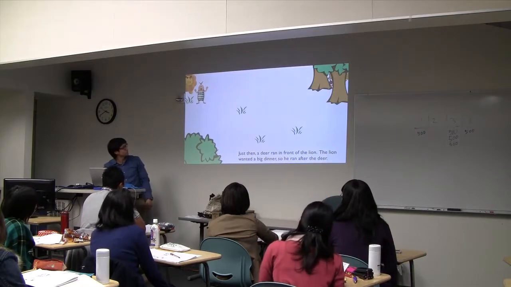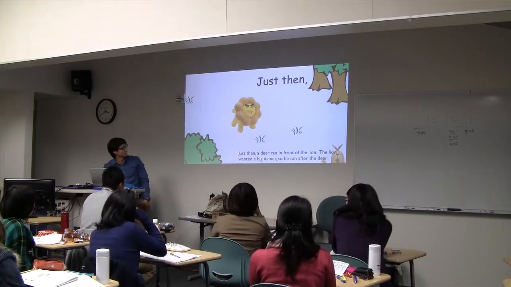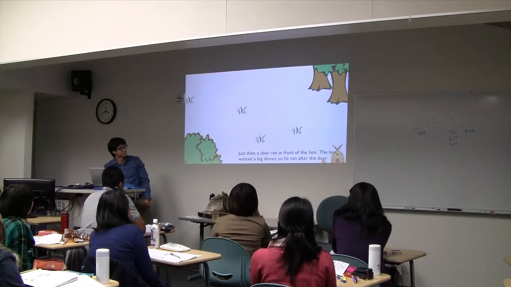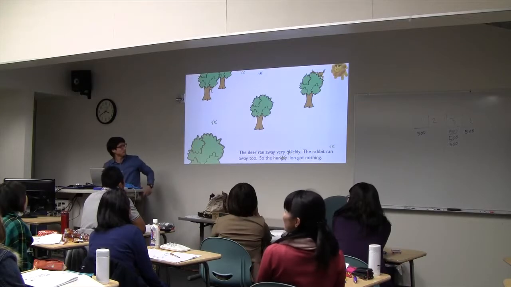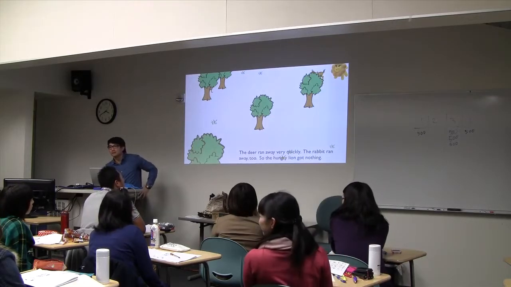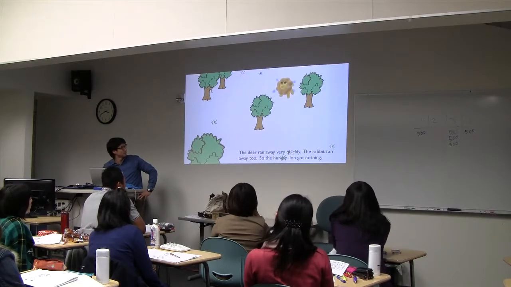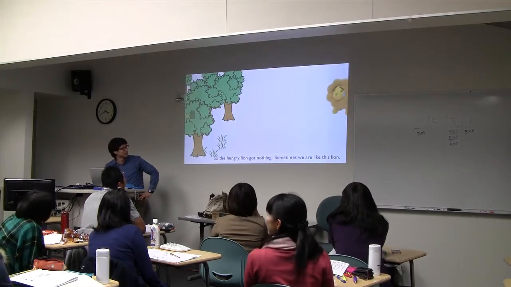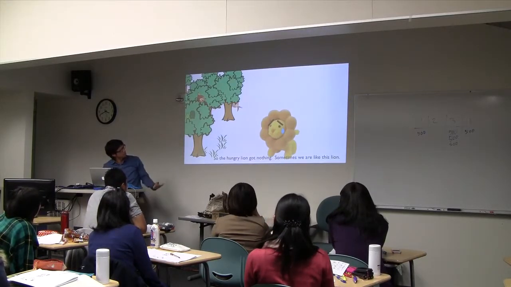Hi. Jasmine. A deer ran in front of the lion. The lion wanted a big dinner, so he ran after the deer. Choose. The deer ran away very quickly. The rabbit ran away too. So the hungry lion got nothing. Choose. Okay, please. So the hungry lion got nothing.